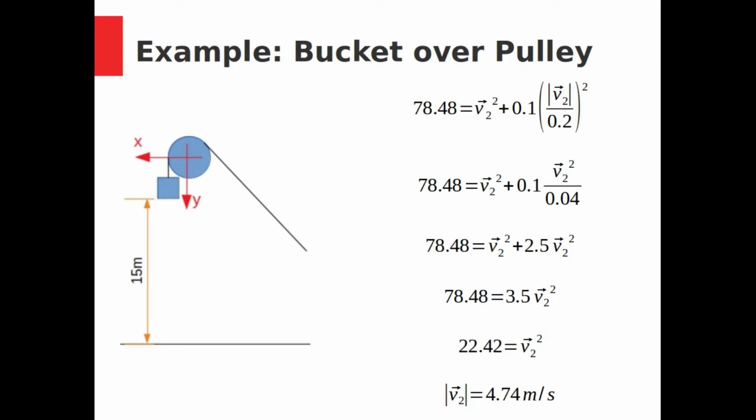This is less than it would have been had some of the potential energy not gone into turning the wheel. I won't go into the calculation, but had the wheel not been there, the bucket would be moving at close to 9 meters per second.